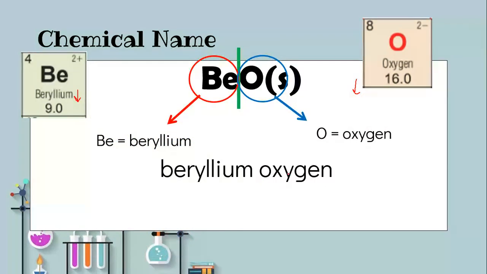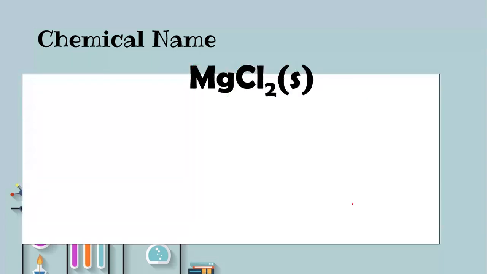I've got to figure out where I truncate that, or where I break it. So I'm going to take this and look for my vowels. Here's my first vowel. Here's my second vowel. So I break it right here. So it's not beryllium oxygen. It's beryllium oxide. Okay, another one.